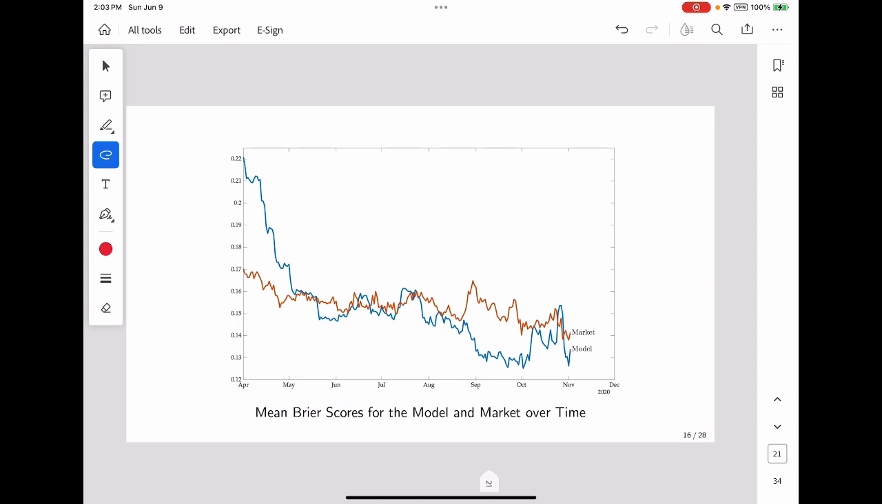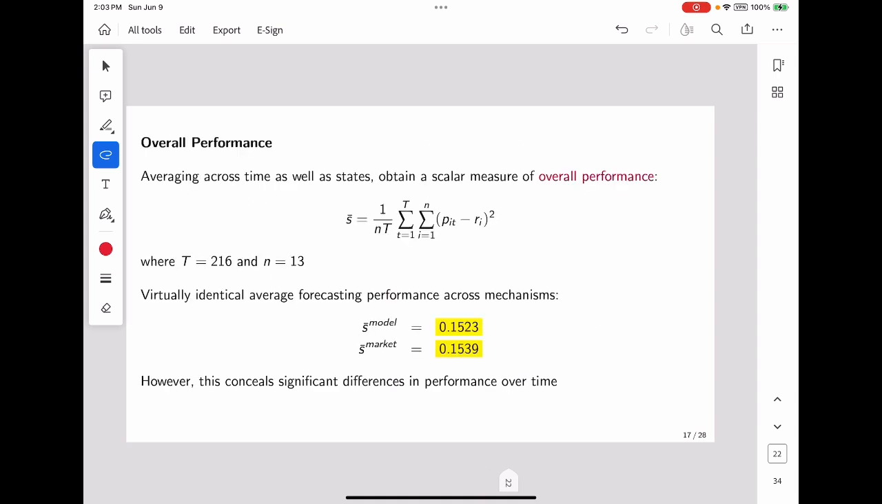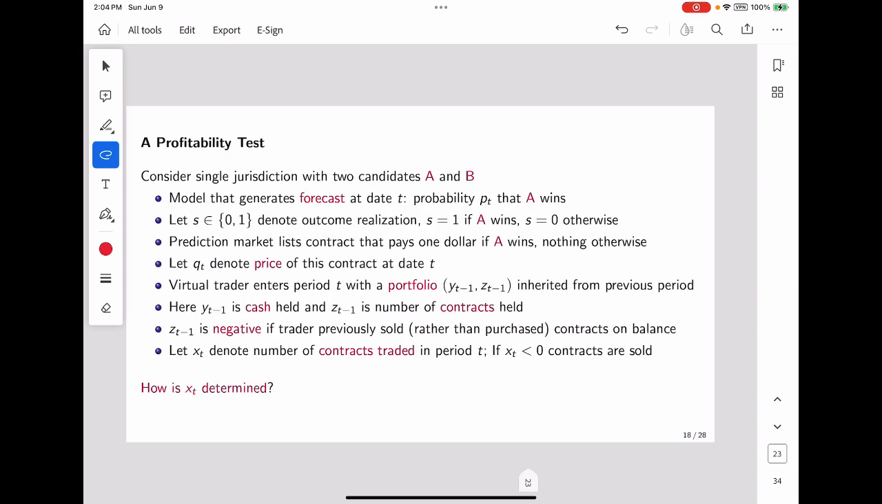What if we just take the average across all periods? You can see that over here, the model average daily Brier score and the market average daily Brier score are almost the same. There's a very slight difference in favor of the model, but there isn't a whole lot of difference. But this, as we saw already, conceals significant differences in performance over time. So we want to try to think about an alternative performance criterion based on what I referred to earlier as the profitability test. So let's see what this says.